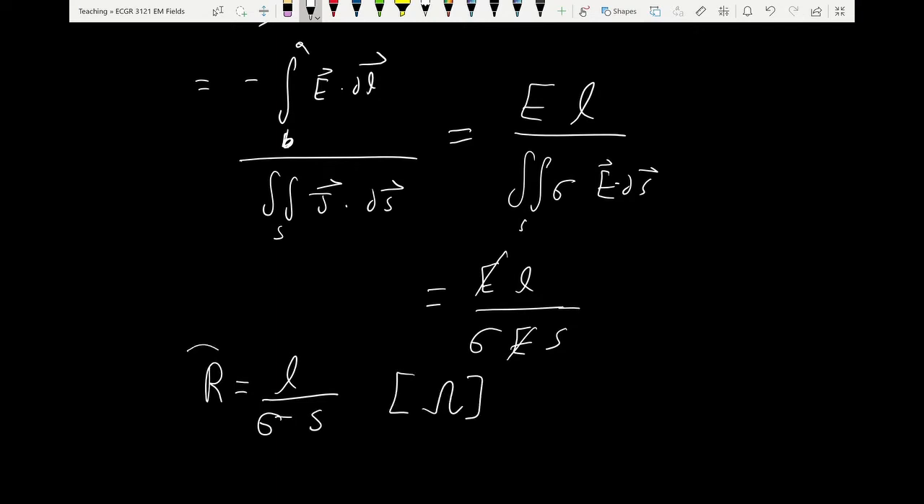And this is an equation that you might have encountered. Clearly, R is proportional to the length. The longer the material, the more resistance you have. R is inversely proportional to the conductivity. The more conductive the material, the less resistance you have, and it is inversely proportional to the surface area. If you have a larger surface area, you have more area for the charge to move, which encounters less resistance. So R is inversely proportional to the surface area.